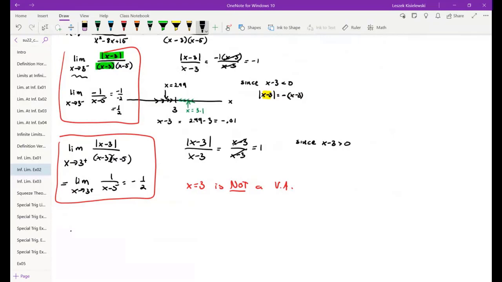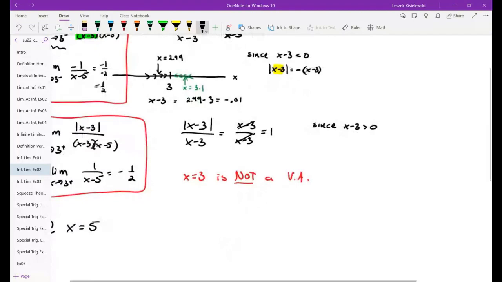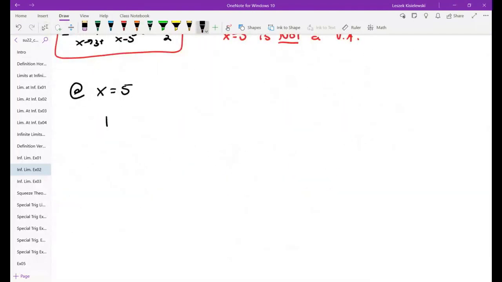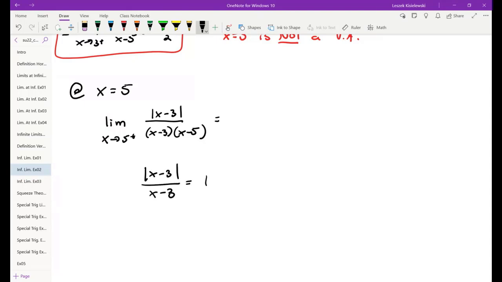All right. So we also have another candidate for a vertical asymptote at x equals 5, because that value of x also makes the denominator 0. So we compute the one-sided limits. Okay. Now, this will reduce to +1. Do you see why?